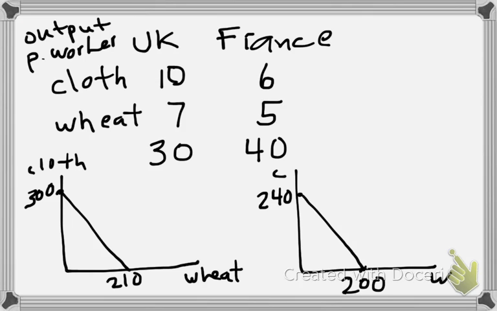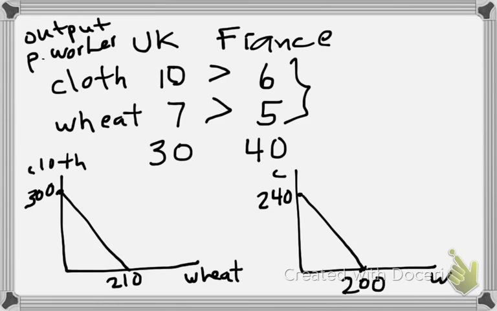So notice now I've got slopes that are not so obviously different from each other, and moreover, if you go up and notice the numbers, the UK is more productive in cloth than France, and the UK is more productive in wheat than France. So the UK has absolute advantage in both, and it won't be so obvious to us who has comparative advantage in what, because the UK has absolute advantage in both.